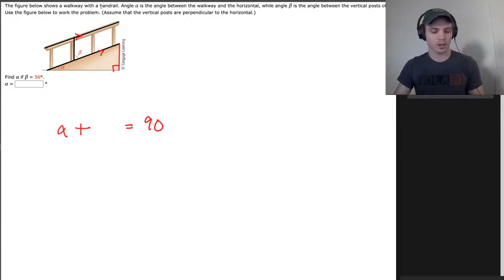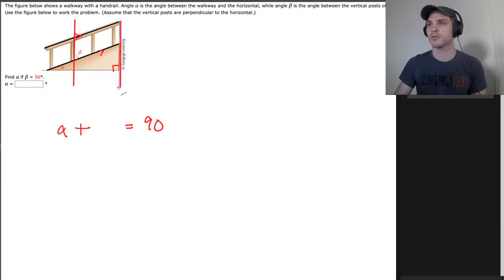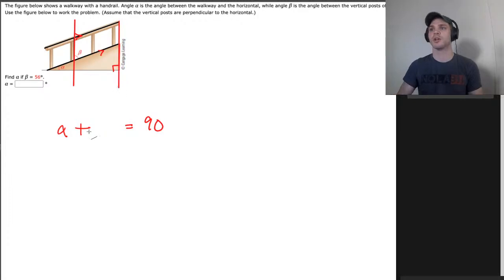So the way that we can do this directly is we'll say that this handrail here is parallel to this vertical line right there. Okay, these are parallel lines. So the transversal is actually this line here, the surface of the stairs. And so when you have two parallel lines cut by a transversal, the alternate interior angles are congruent. So this is also beta. So that makes this beta here.